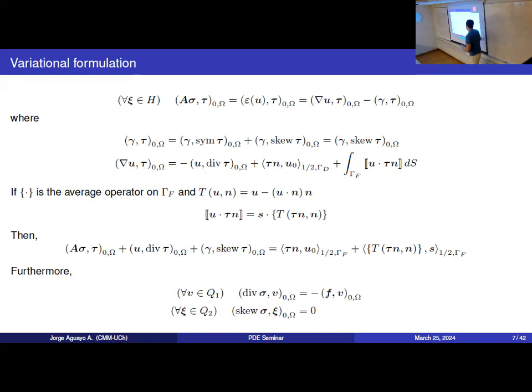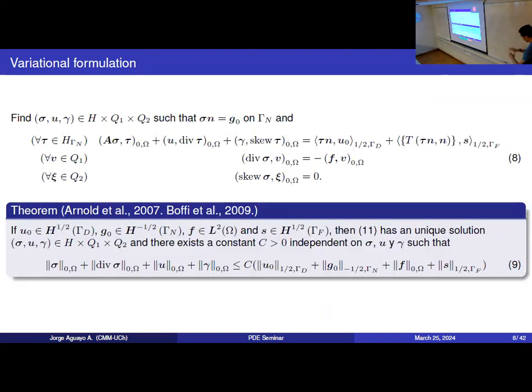And finally, we can obtain the other conditions. For example, the skew-symmetric part must be orthogonal to any symmetric expression. And the problem could be rewritten in a mixed formulation, like equation number 8. So, in this case, we have this variational formulation, and a beautiful theorem says this problem has a unique solution in the appropriate solid space.